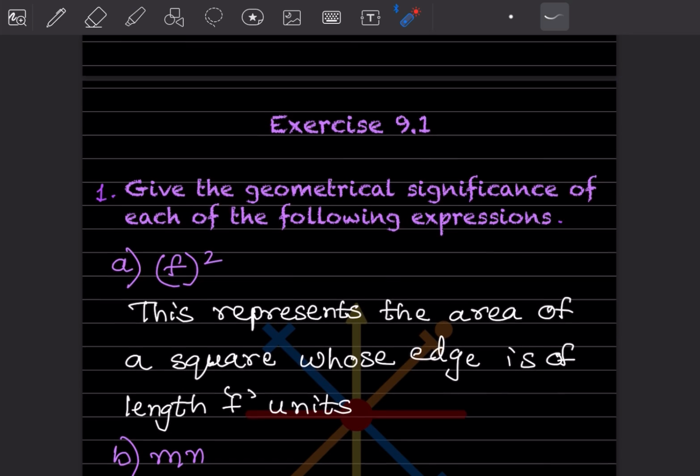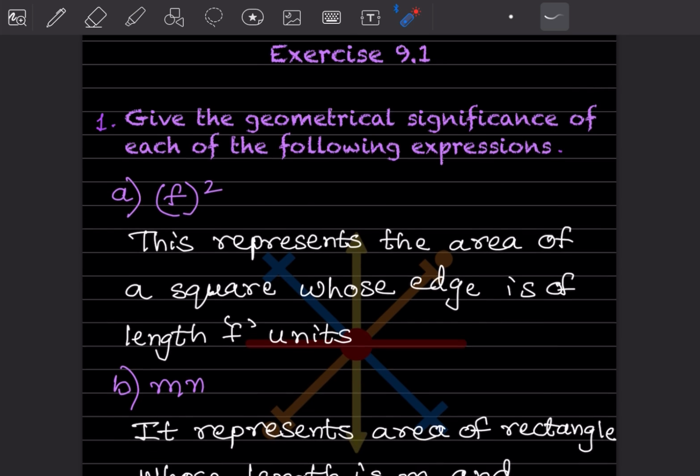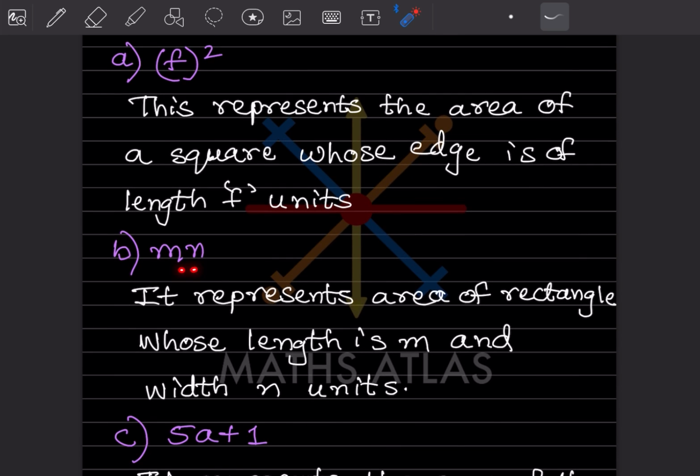Now let us see exercise 9.1. Give the geometrical significance of each of the following expressions. So if you are writing f and whole bracket square, this represents the area of a square whose edge is of length f units. If we write mn, it represents the area of a rectangle whose length is m and width is n units.